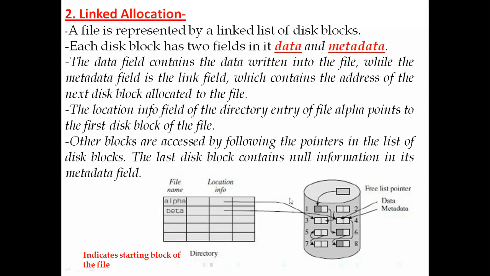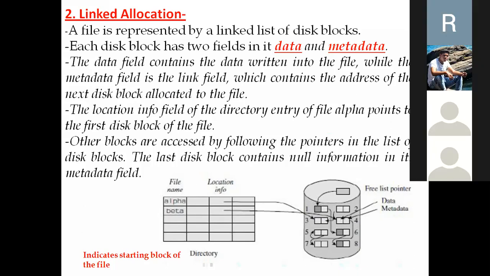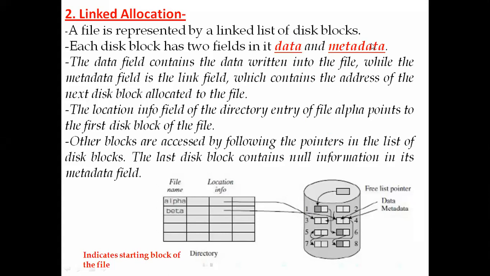So what is the bottom line here? We have many disk blocks, and each disk block has two fields. The first field is the data field, which indicates the data to be written into the file. The second is the metadata field, which indicates the address of the next disk block allocated to the particular file.